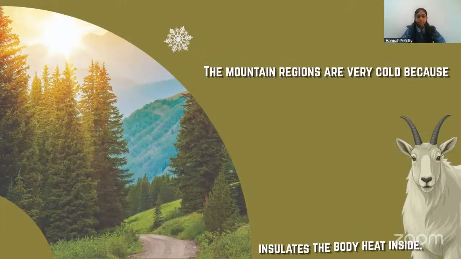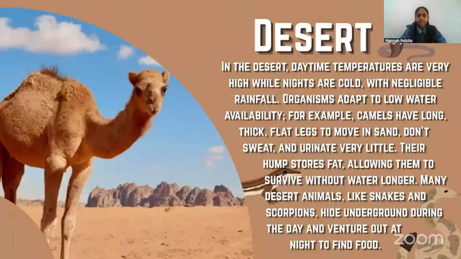Desert. In the desert, daytime temperatures are very high while nights are cold, with negligible rainfall. Organisms adapt to low water availability. For example, camels have long, thick, flat legs to move in the sand. They don't sweat and urinate very little. Their humps store fat, allowing them to survive without water longer. This is why they are called the ships of the desert. Many desert animals like snakes and scorpions hide underground during the day and venture out at night to find food.